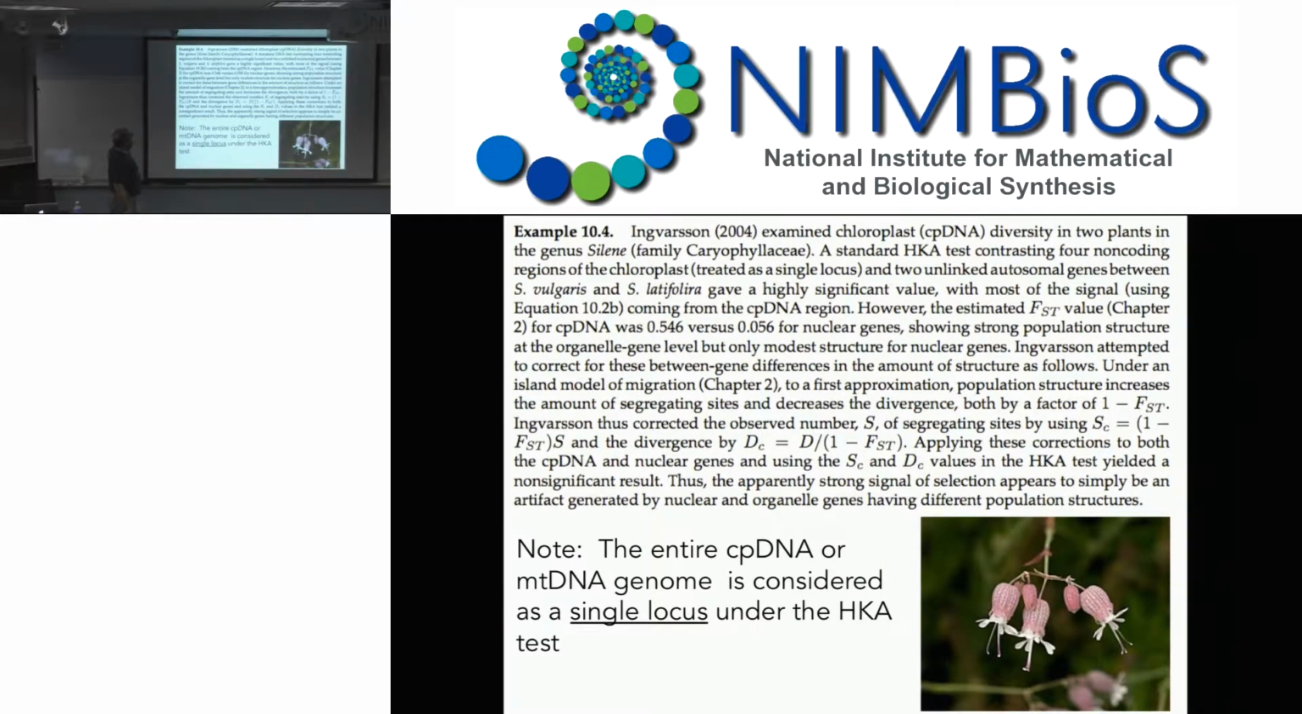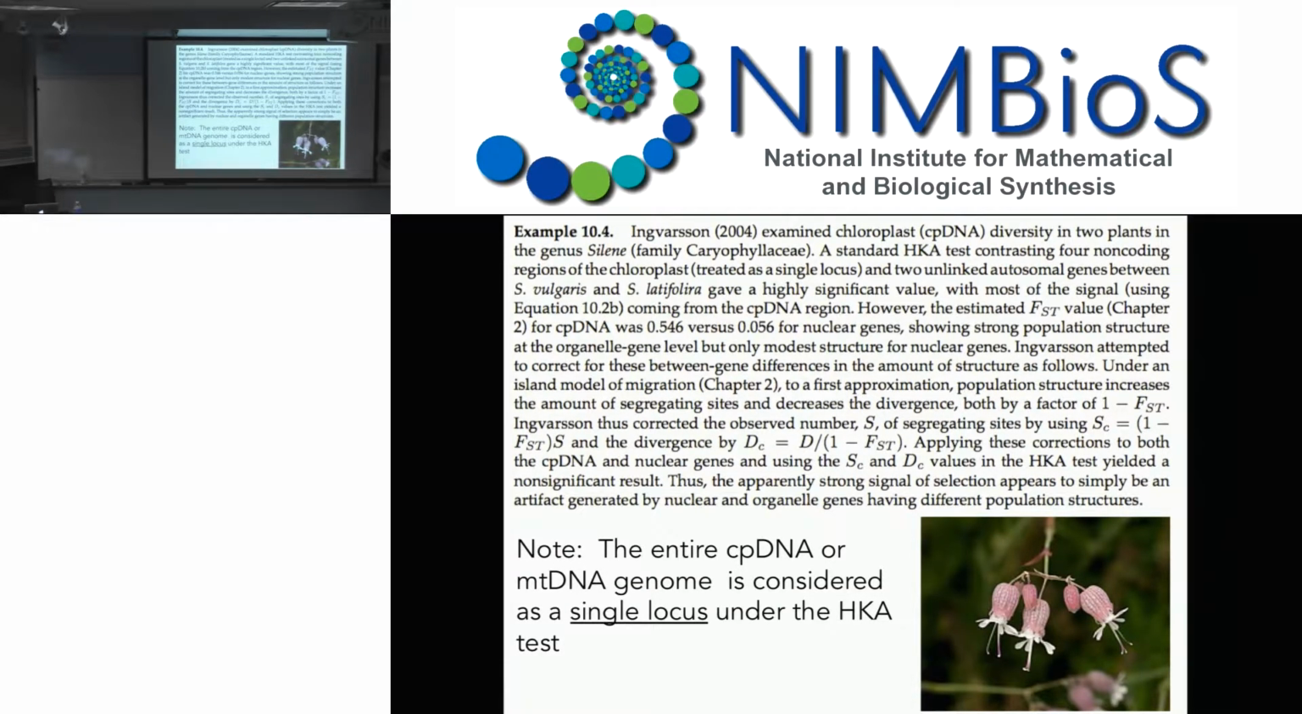Then they went ahead and they did FST. You can do FST on the chloroplast. It's a haploid. You can still do FST. And on the autosomal genes, what they found was FST in the chloroplast was about 0.55, and it was 1/10 of that in the nuclear gene.